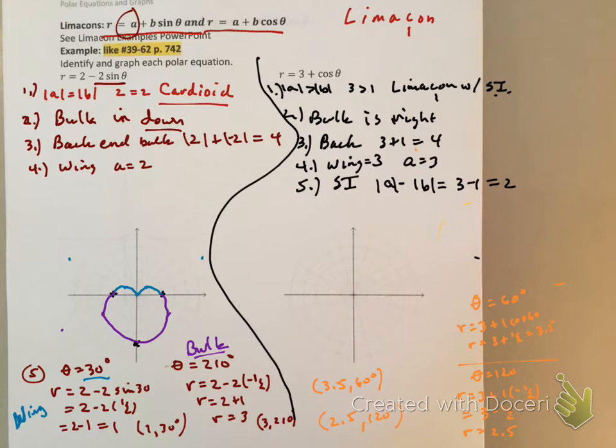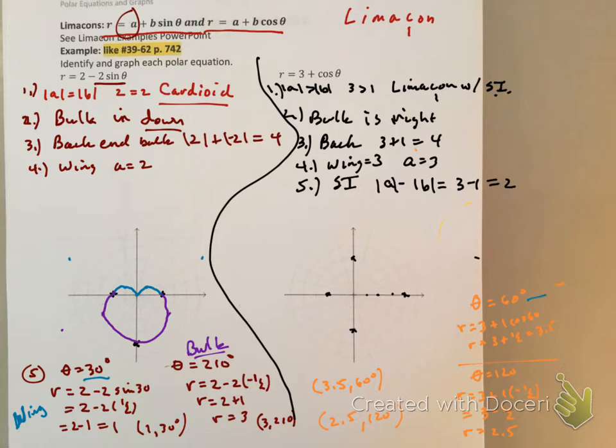Alright, enough of that color. Let's go ahead and backtrack. Let's see what kind of memory I have. The bulk is supposed to go to the right, so I'm supposed to go 4 units to the right. So I'm going right there. The wing is 3, so I go up 3 and down 3 because it's perpendicular. And then the slight indentation is a 2, so I have to go 2 units opposite the direction of the bulk. And then I'm going to graph the points, and again I want to do it in colors here.